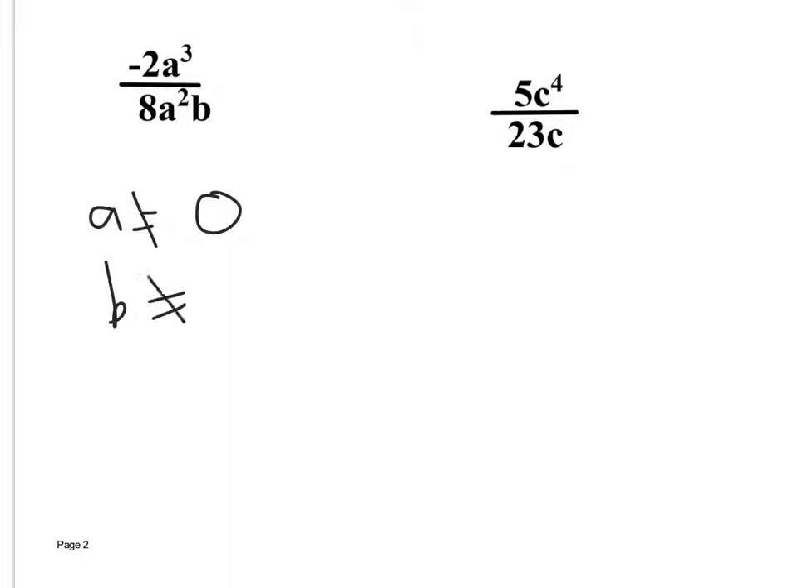What can b not be? 0 as well, because if b is 0, the whole thing's 0. Over here, what can c not be? 0. Now, the book really doesn't cover that, but then it throws problems like this. Just be aware that c cannot be 0. That's the excluded value. Just like here, a can't be 0 and b can't be 0. If they are, then the whole thing's 0 and you can't do it.